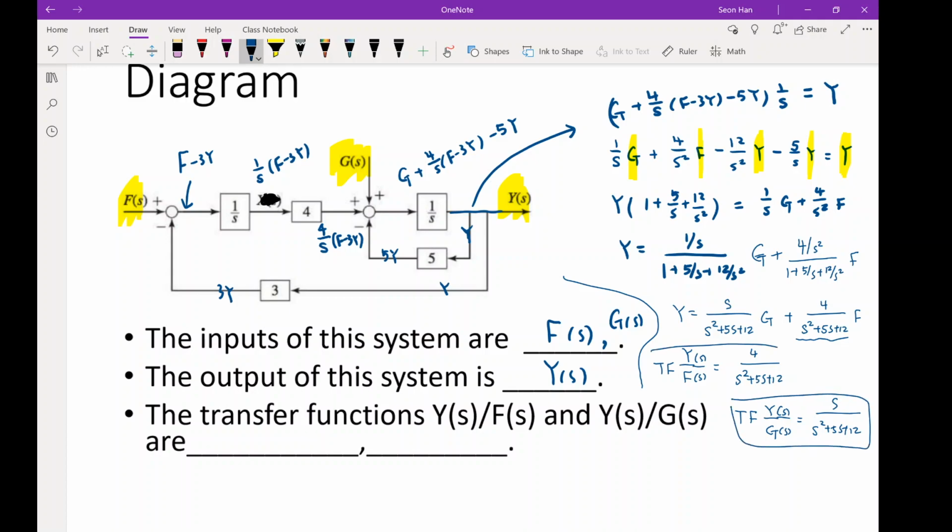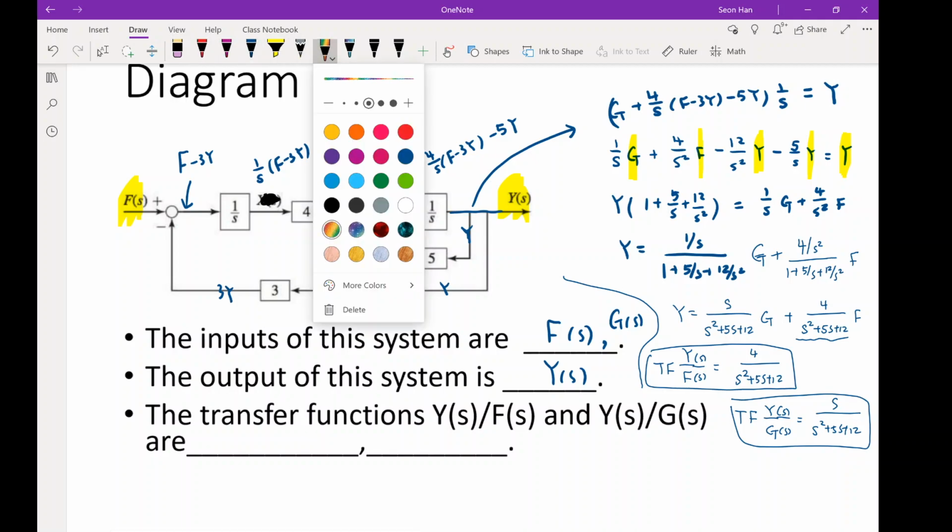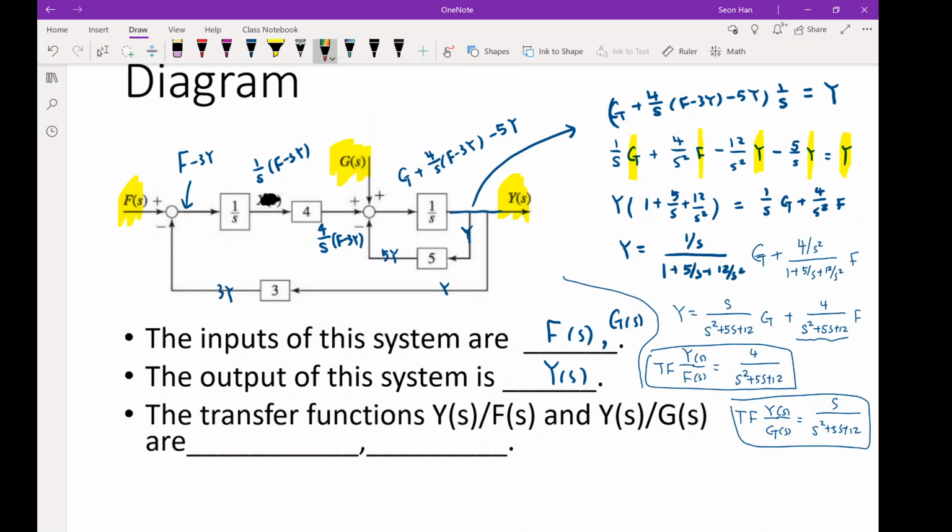But this is not actually typical. Control people will look at this and say, oh, I see a negative feedback system right here. I'm going to use, which color should I use? Cosmic color. Okay, here we go. So people will recognize that's a negative feedback system. We do have a formula for that, right? G divided by 1 plus GH.